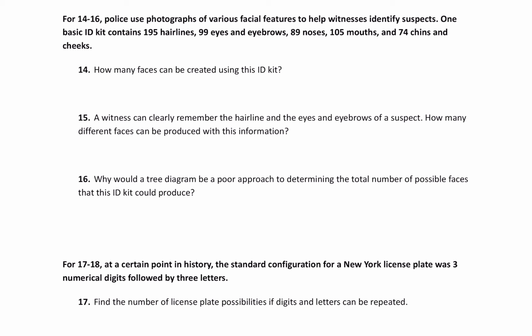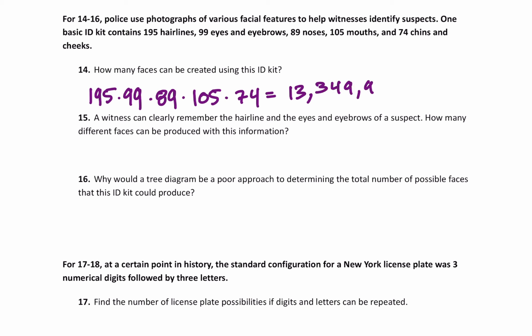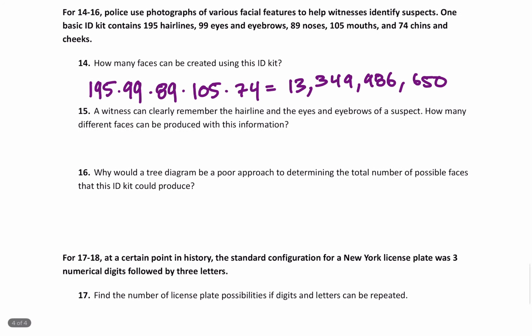So if we're looking at number 14, how many different faces can be created using this kit? Well, I've got 195 hairlines. I've got 99 eyes and eyebrows, which is a set. I've got 89 noses, and I've got 105 mouths, and then I've got another 74 chins and cheeks. And if we multiply all those together, we get a huge number here. That's all the different possible faces that we can make using this ID kit. So it's a lot of faces.